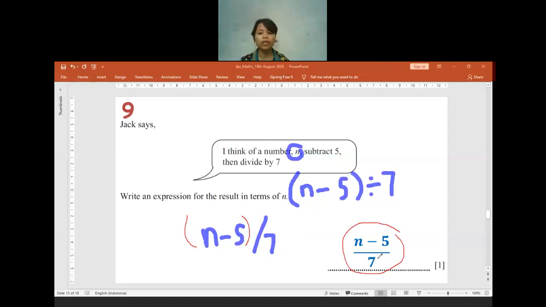Is there anyone having any question? If you have any question, please let me know. You can unmute yourself or you can type it through the chat box. I'm reading the chat box. Okay, what is your question? You can tell me. Feel free to ask me any question whenever you have any question.